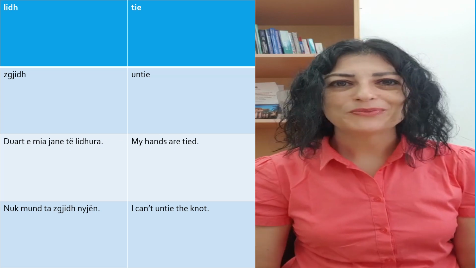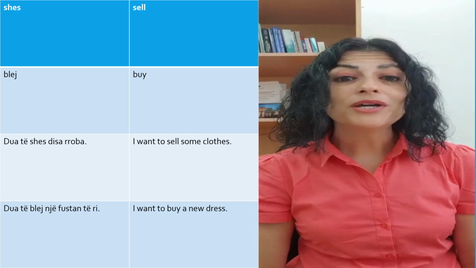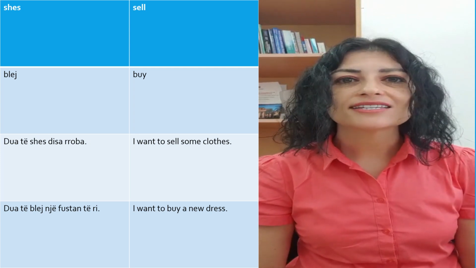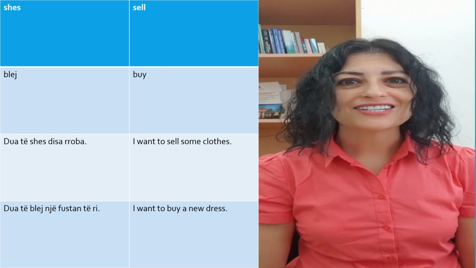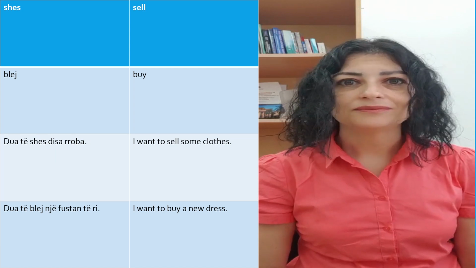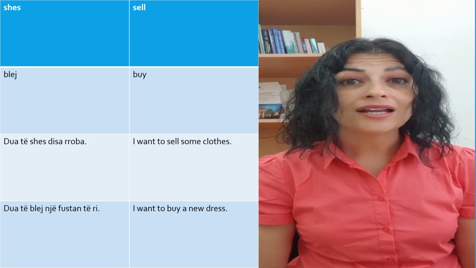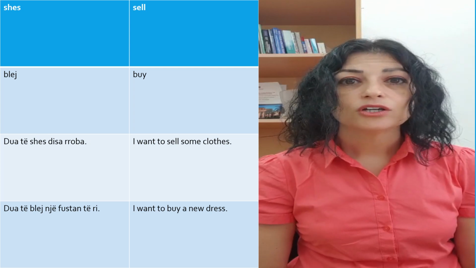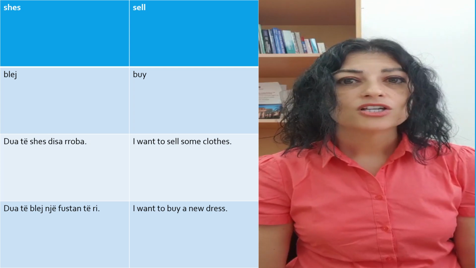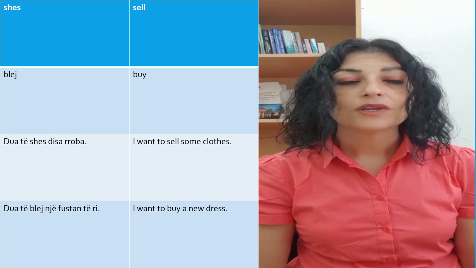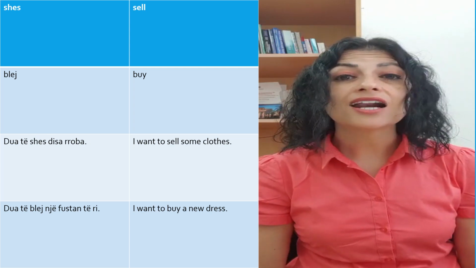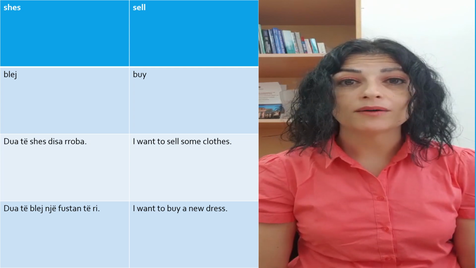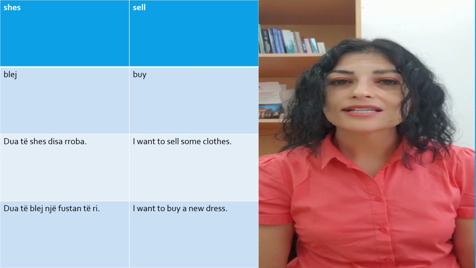Let's see two more verbs. So here we have two more verbs. The first one is shes. Shes, to sell. And the other one is blej. Blej, to buy. So let's see an example. Dua të shes disa rroba. Dua të shes disa rroba. I want to sell some clothes.